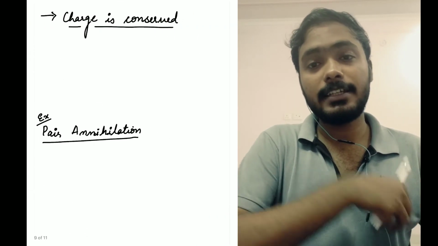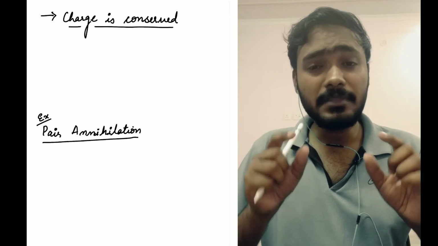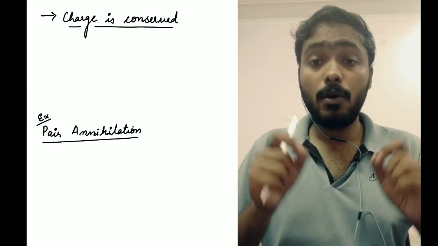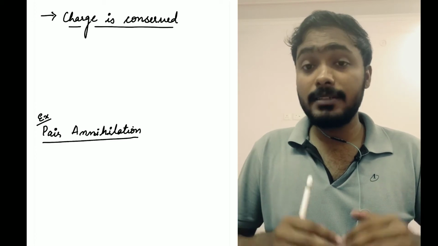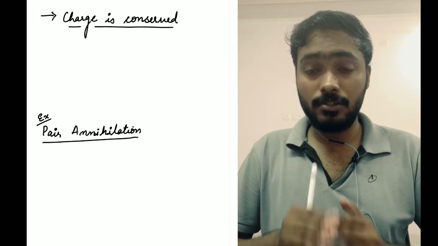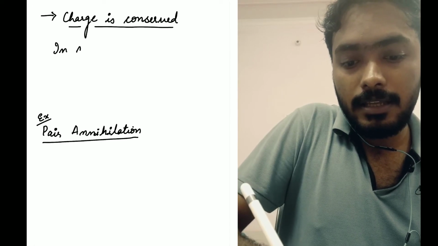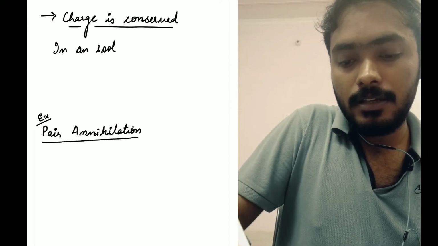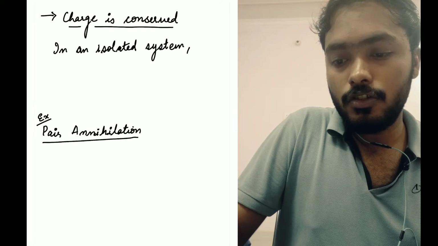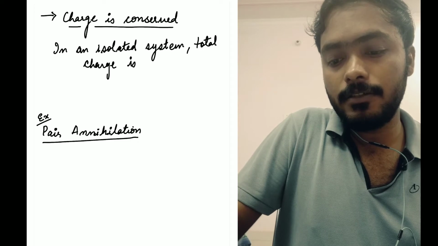Okay, next, second property, that is charge is conserved in nature. Now what does that mean? It means that in an isolated system the total charge is always conserved. It means that in an isolated system you cannot create or destroy charge, right? So very simply, let me just write it there: in an isolated system, total charge is conserved.